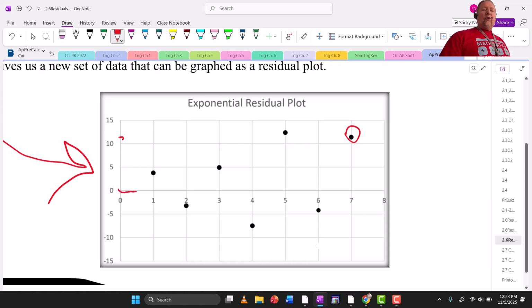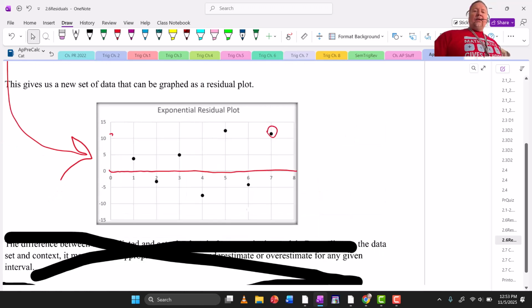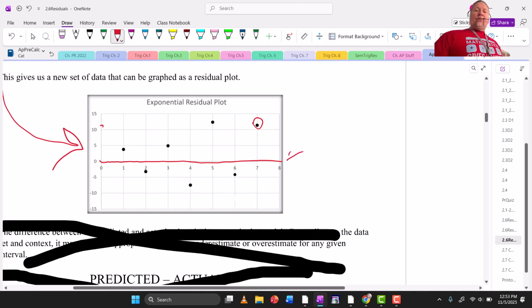Here's what a residual plot does. This now, you need to draw that. That is the prediction model. The y equals 0. It's the prediction model linearized.